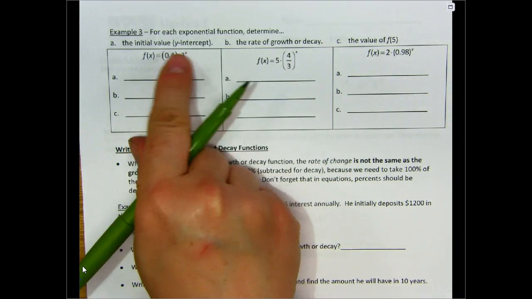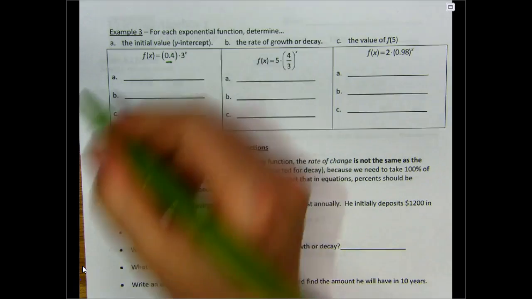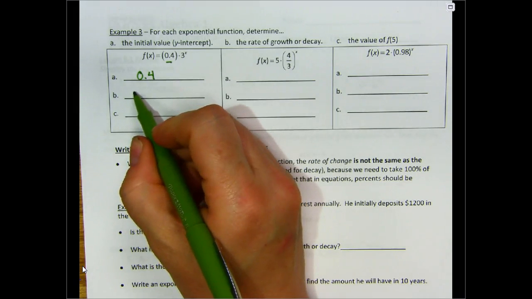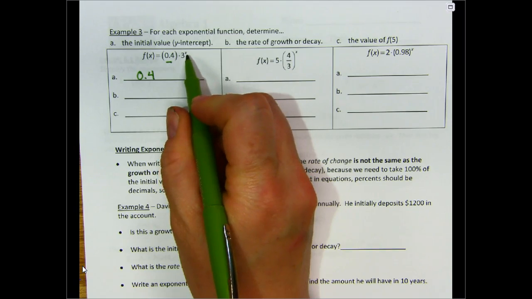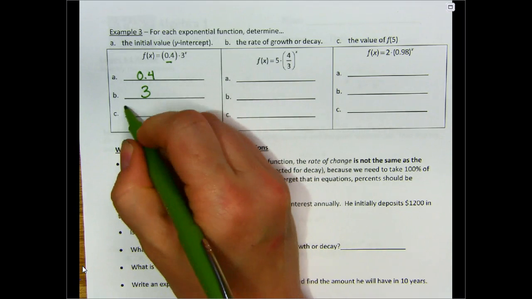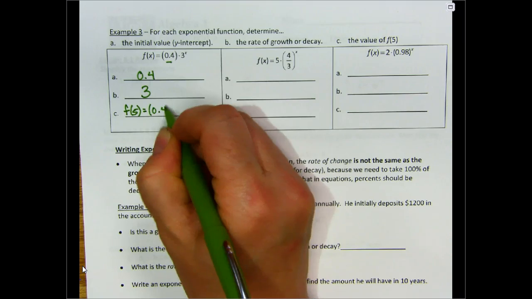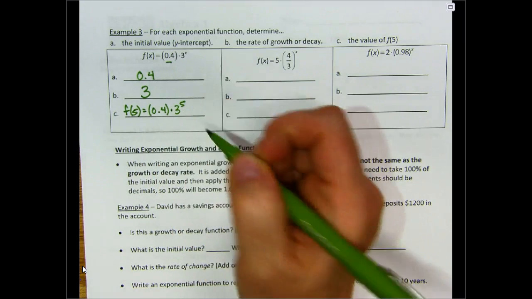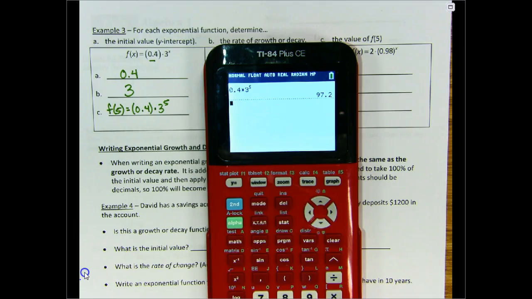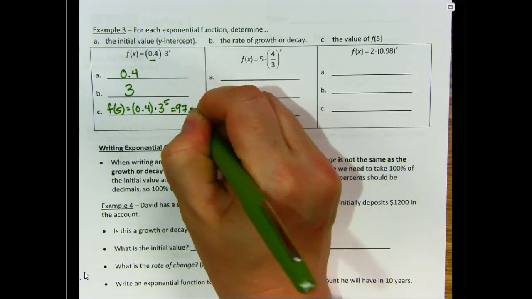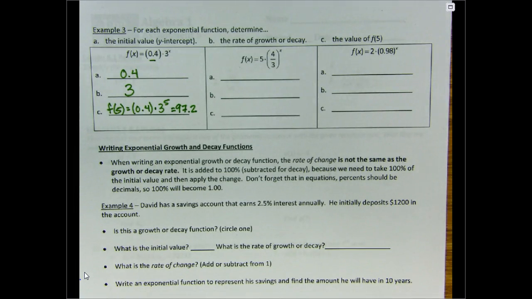For part A, the initial value, that's always going to be the first number you see, so it's 0.4. B is going to be 3, that's the rate of change, so it's whatever is being raised to the exponent. And for C, it asks for f of 5, so we're just going to plug in 5 wherever we see an x, so 0.4 times 3 raised to the 5. I've grabbed my calculator. You can see that I got 97.2 when I typed that in. So 97.2.